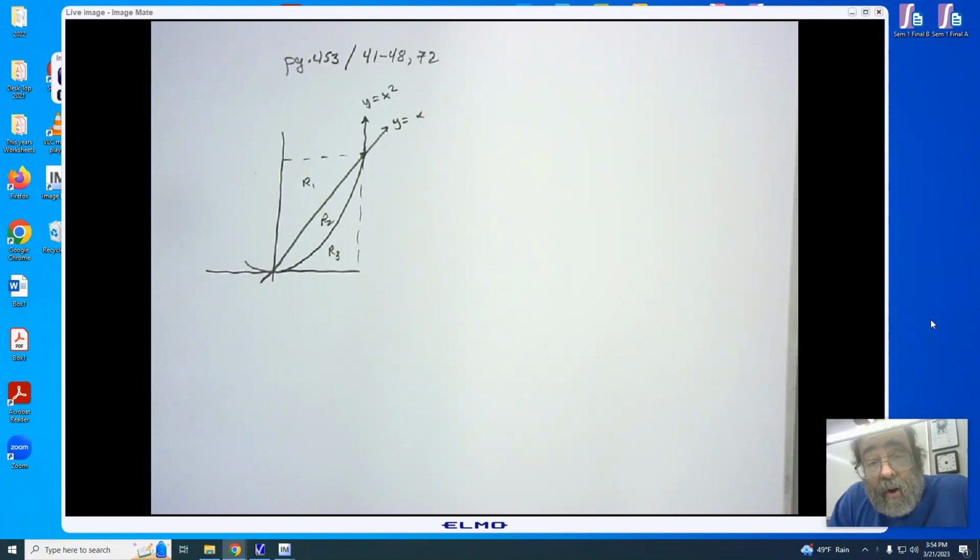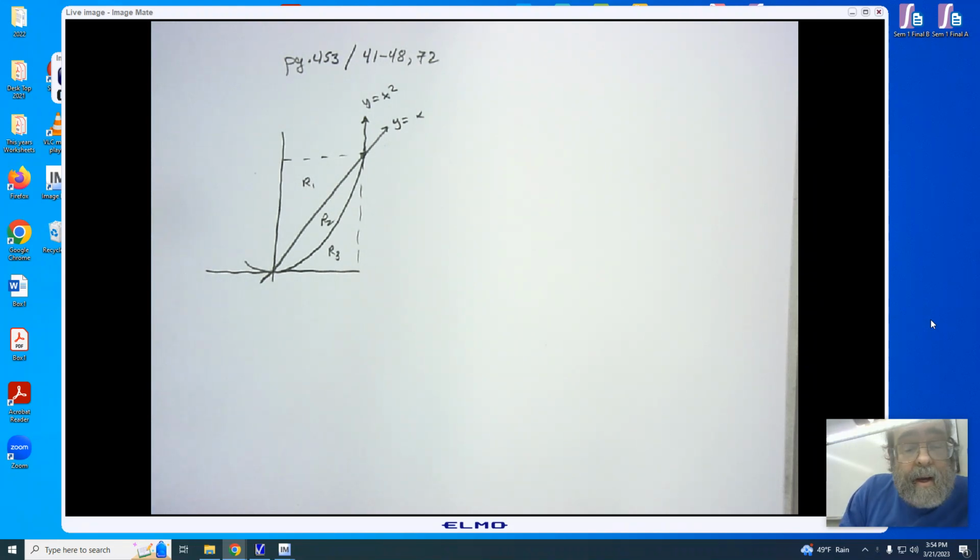Today, we're going to be taking a look at part four to assignment number 12, which was found on page 453. Specifically, we're looking at 41 through 48 and then 72. Please be aware I'm only doing numbers 41 through 44 and 72, and I leave 45 through 48 for you to try on your own.